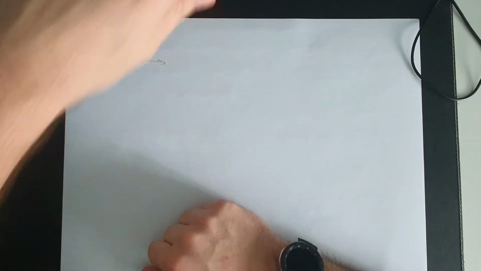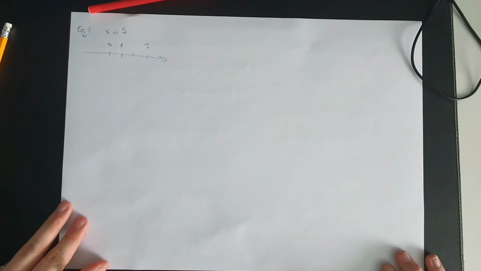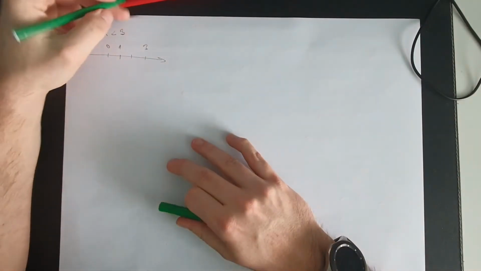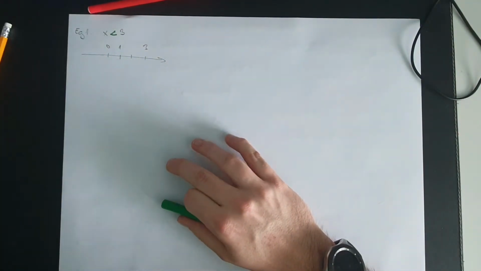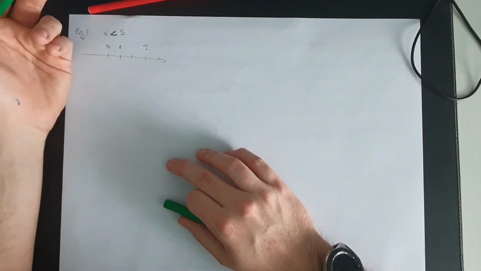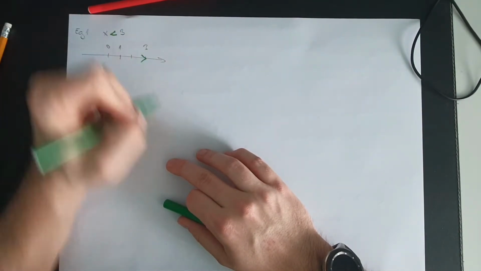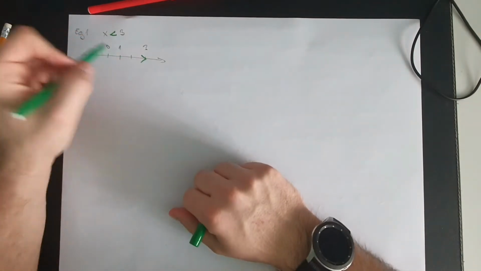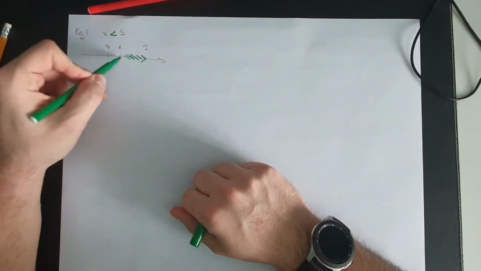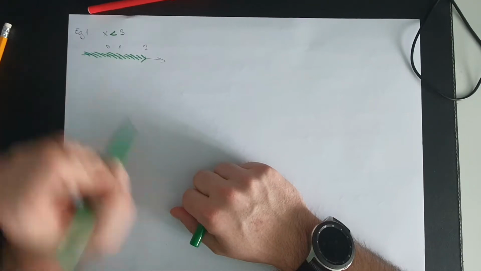So one thing that we have to note, in this case, we have strictly less. So the bracket that we're going to use is the bracket that is excluding the 3. So all the numbers that are on the left side, we can put the interval like this.